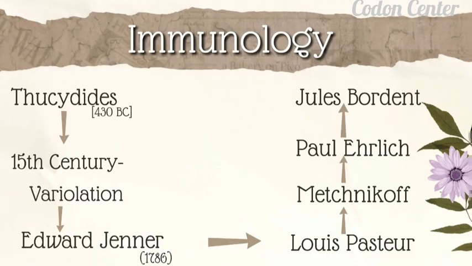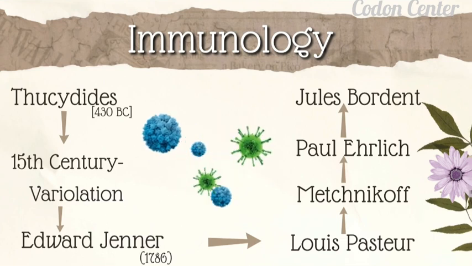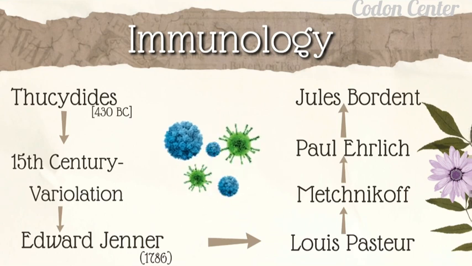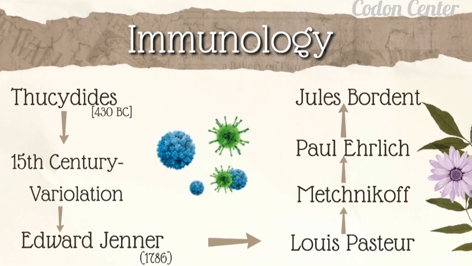The history started from the great Thucydides in Athens, 430 BC, who pointed out that the people who were once attacked by the plague could not get the fever of the second attack of the disease. Based on this understanding that immunity is produced after the attack of a disease, the crude practice of inoculation began in the beginning of the 15th century. Inoculation is nothing but the process of introducing microorganisms into an organism to produce immunity.